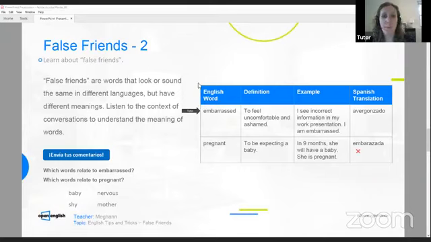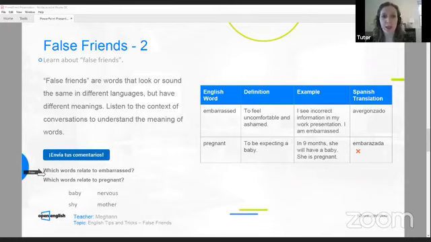It is not embarazada. Okay, so in English, embarrassed is to feel uncomfortable and ashamed. For example, I see incorrect information in my presentation at work, so I am embarrassed. And in English, pregnant represents embarazada, to be expecting a baby. For example, in 9 months, she will have a baby. She is pregnant. So let's practice using these false friends.